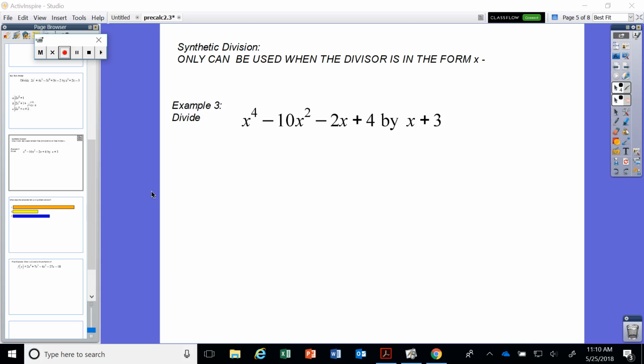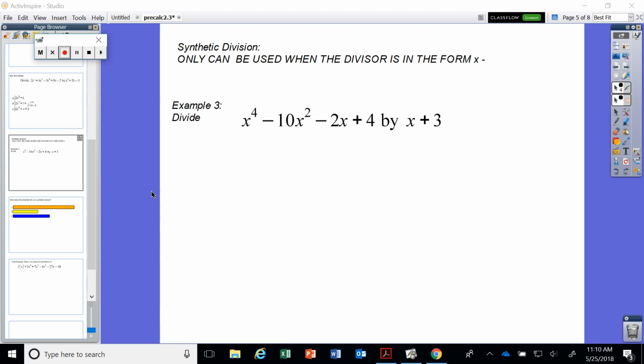Alright, ladies and gentlemen, so in this video we are diving into synthetic division. The goal of this video is to learn how and when to synthetically divide and really dive into what the remainder tells us when we're using synthetic division.